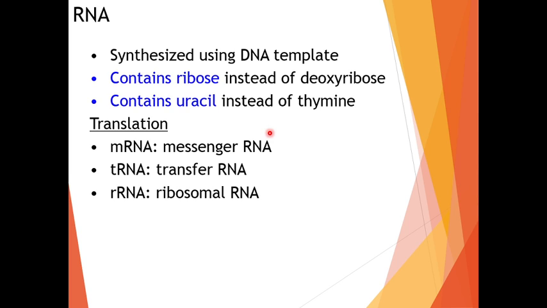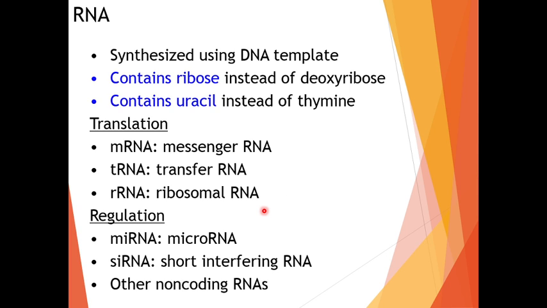RNA is involved in translation. For example, messenger RNA, which contains the genetic information that is transcribed from DNA, is utilized by the ribosome to translate proteins. Transfer RNA is involved in carrying amino acids to ribosomes. Ribosomal RNA, or rRNA, is used by the ribosome to detect mRNA.